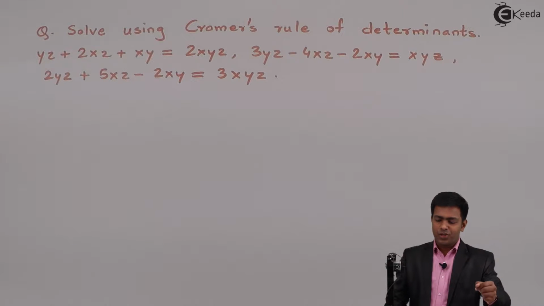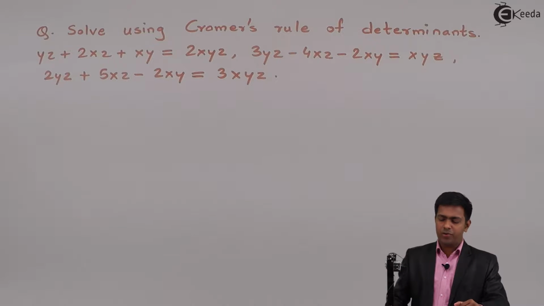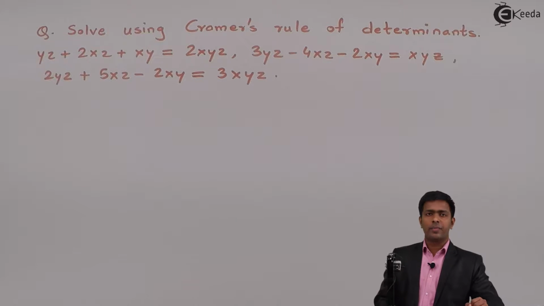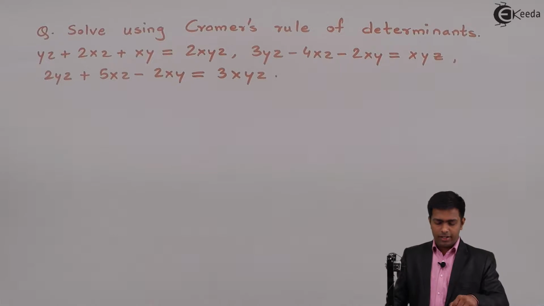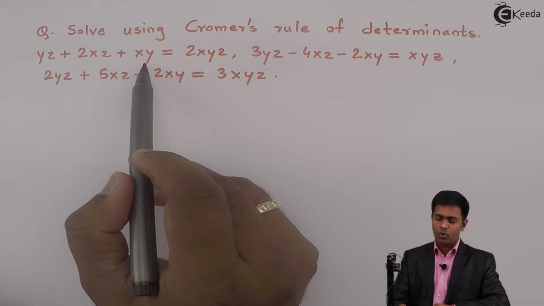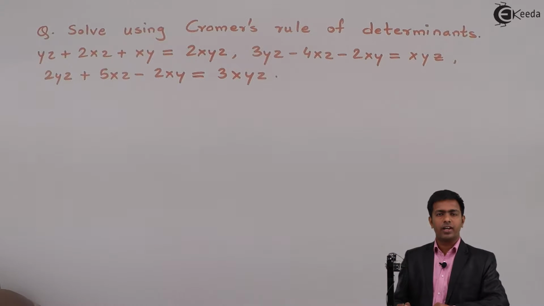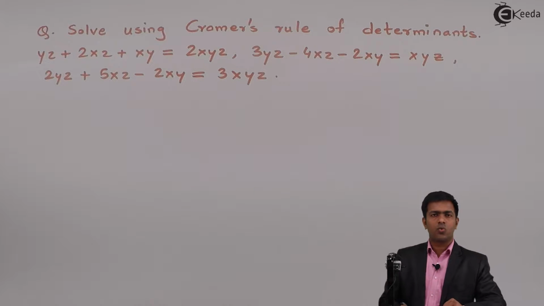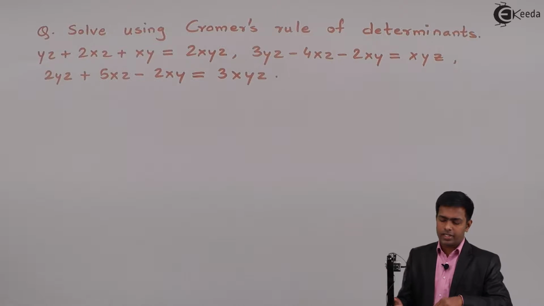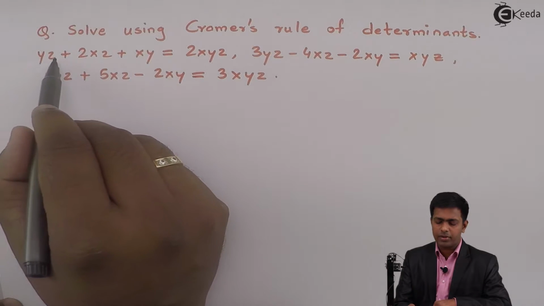Hello everyone. So here in this problem we have to solve the given equations by Cramer's rule. It means we have to find out the value of x, y and z which is given in the equations. Now to get the value of x, y and z by Cramer's rule, we want the equations in the linear form of x, y and z. But if you see here, then we have two variables together.